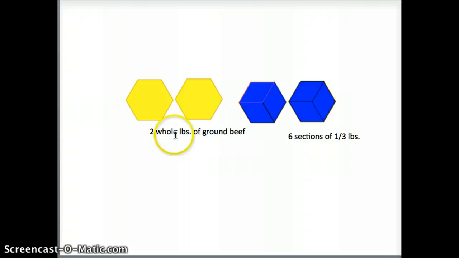To show that with pattern blocks, it would look like this. 2 whole pounds of ground beef is what you start out with. And then you want to break those into thirds. So you know that one of these blue pattern blocks is a third. So you fill up the 2 whole pounds with the thirds, and there's 1, 2, 3, 4, 5, 6 thirds in the 2 whole pounds. So it's 6 sections of 1/3 pound beef.